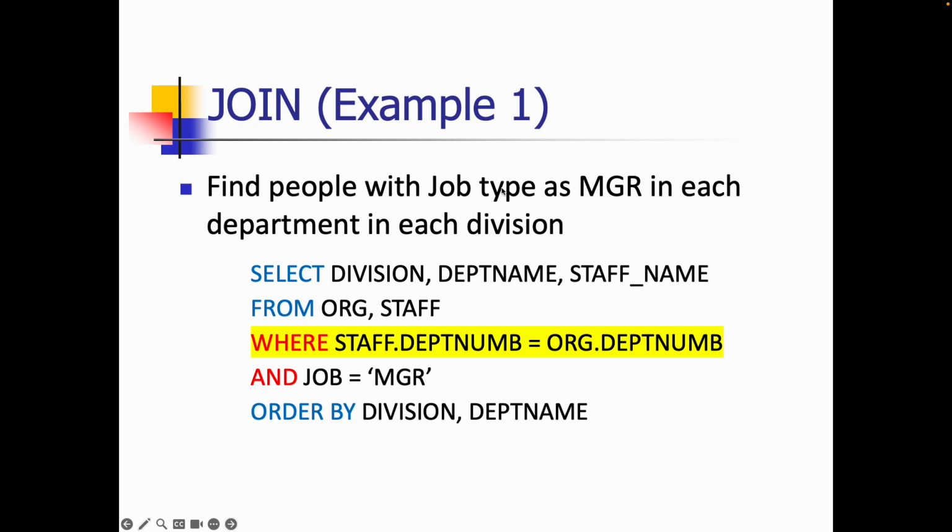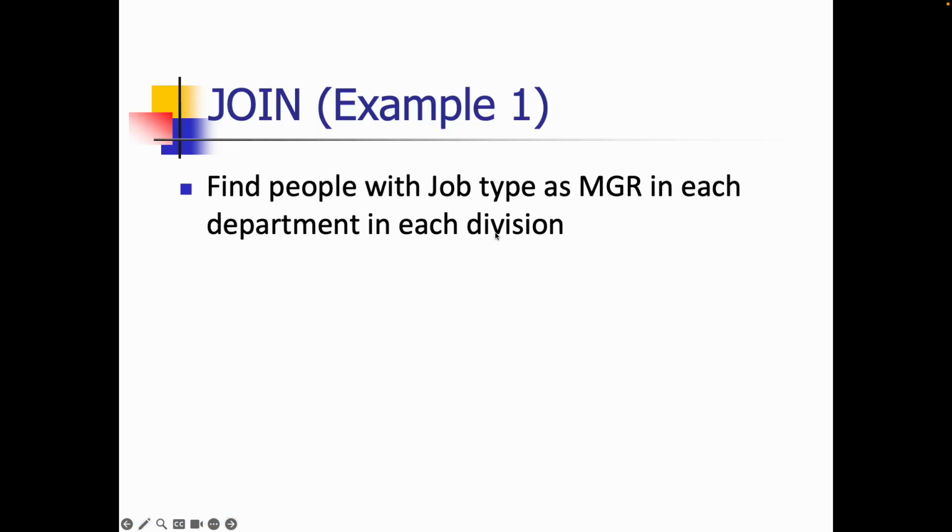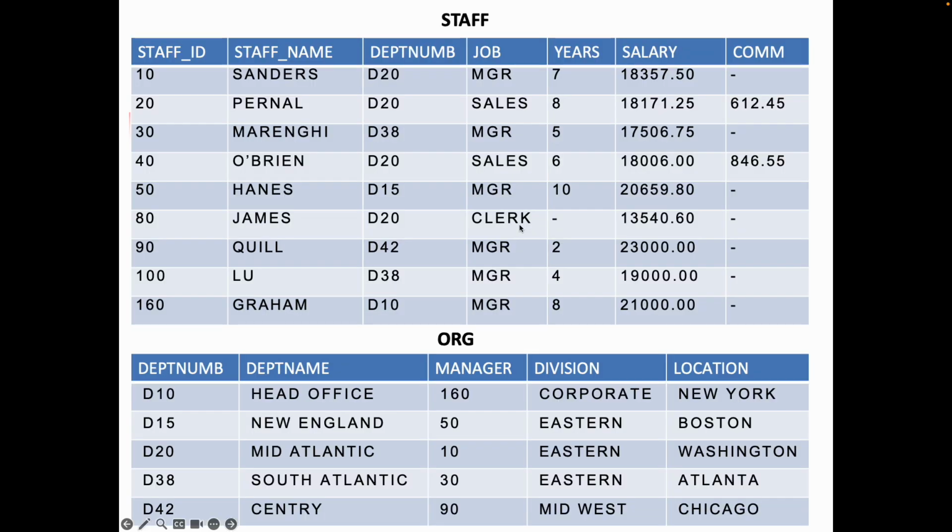You also want to find job type as manager. So where can we find the job type? If you look at the tables here, where can we find the type of the job? Here in the staff table, right? Here you can see whether they are in manager role or sales or any other role. Now, we also want to find in each department, in each division. So we also want department information. Up to here, everything is in the staff table. But the problem is also in the division. We don't have division in the staff table. You see, division is in the organization table.